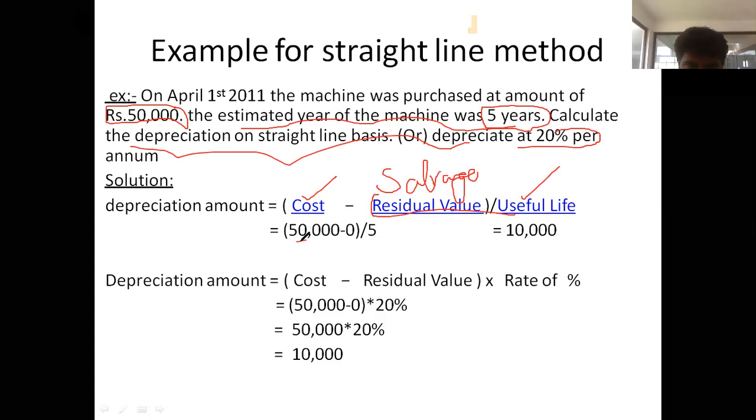So the cost is 50,000. The residual value is not given, so it is 0. The useful life is 5 years. The depreciation amount is 10,000. You can see here also, this is based on 20% per annum. These two methods give the same result.